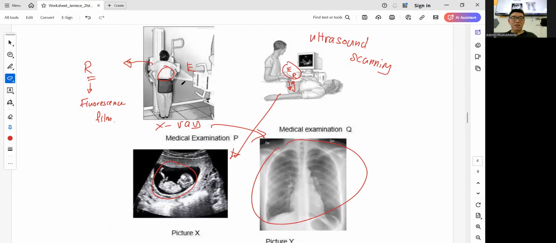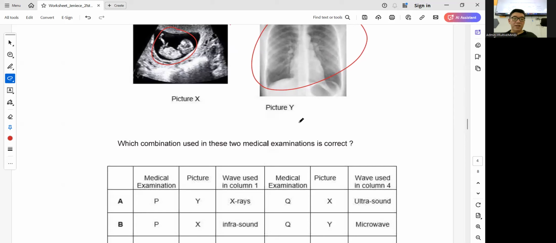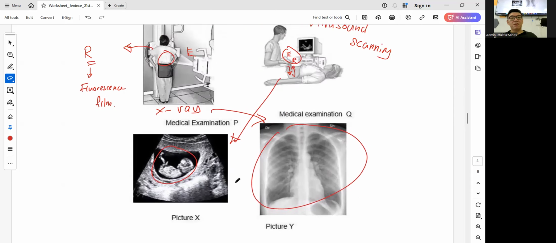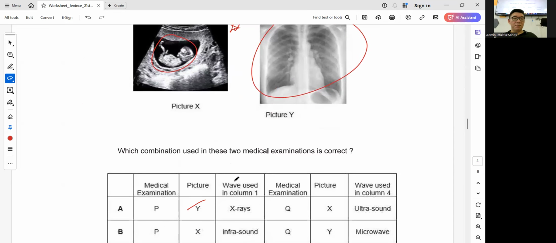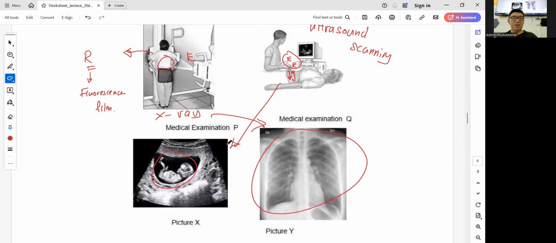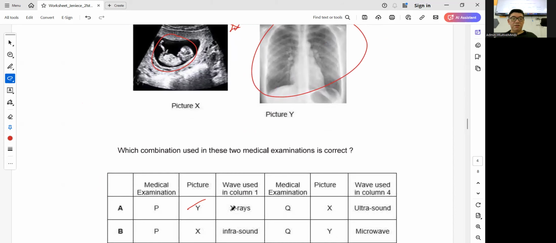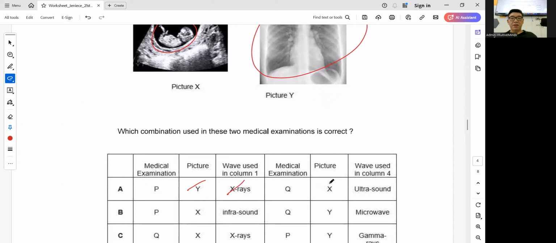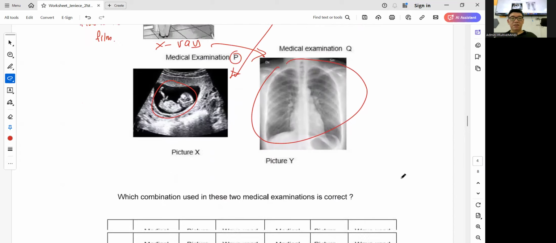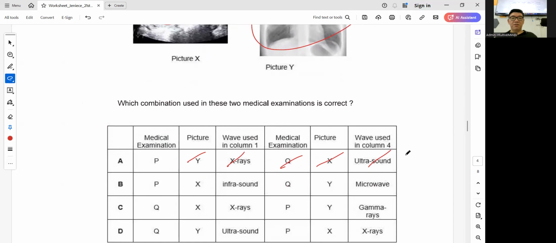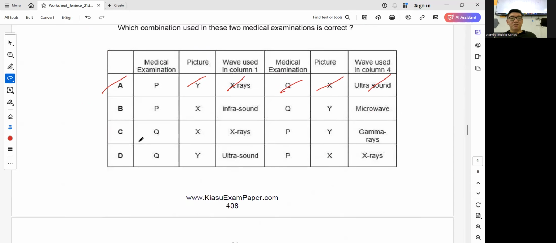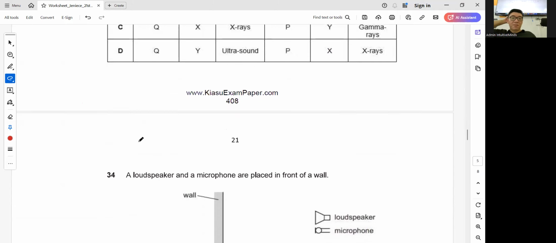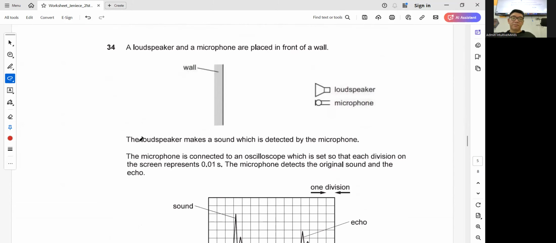So P is for the possible wave used in column 1. X-rays is correct. Medical examination Q, picture X. Okay. Yeah. So the answer is A. Sounds simple. Let's move on.